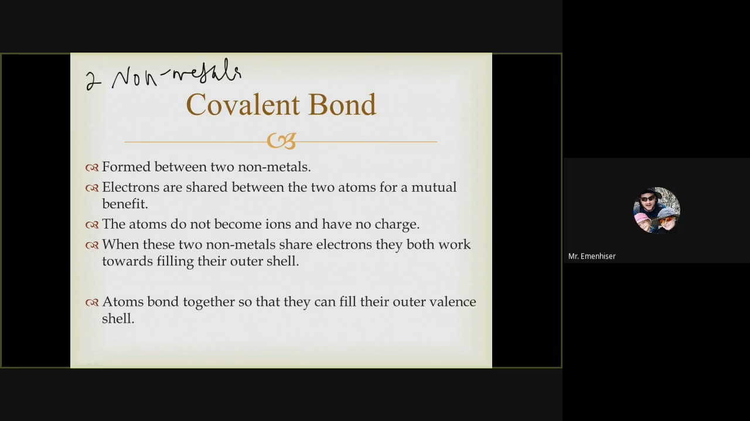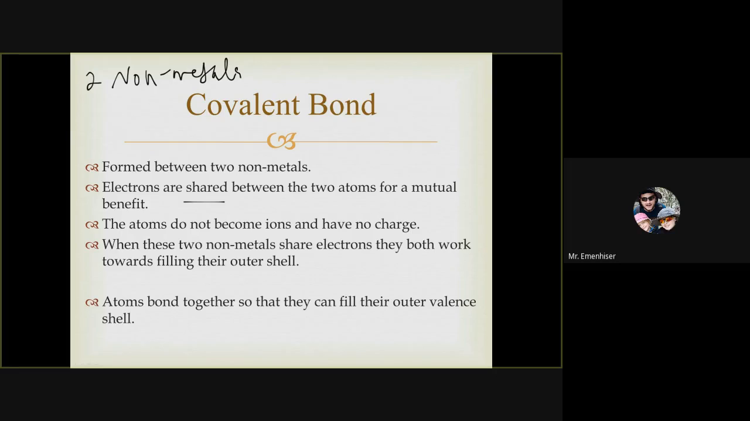Both atoms must be a nonmetal. And then electrons are shared between these 2 atoms for mutual benefit. The atoms do not become ions and they have no charge. So they're staying neutral atoms this time, and electrons are going to be shared between them. When these 2 nonmetals share electrons, they both work towards filling their outer shell.